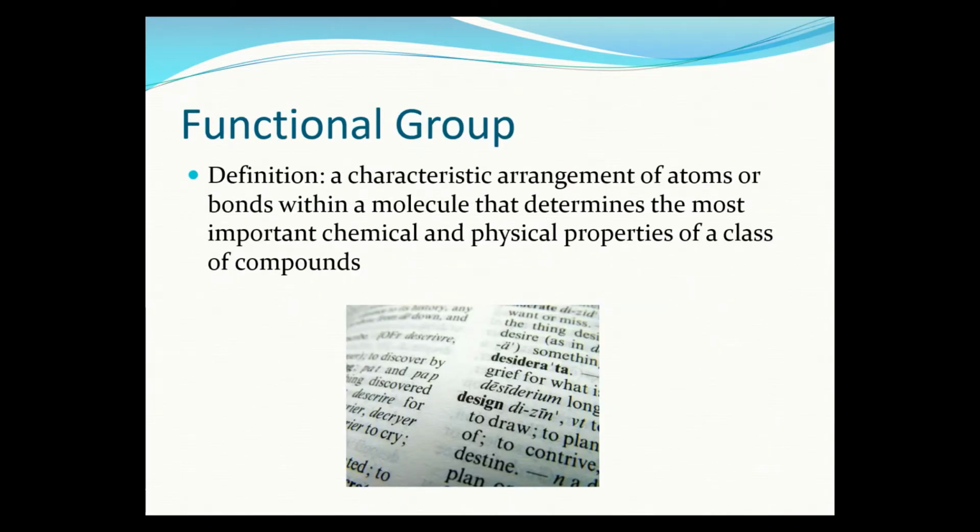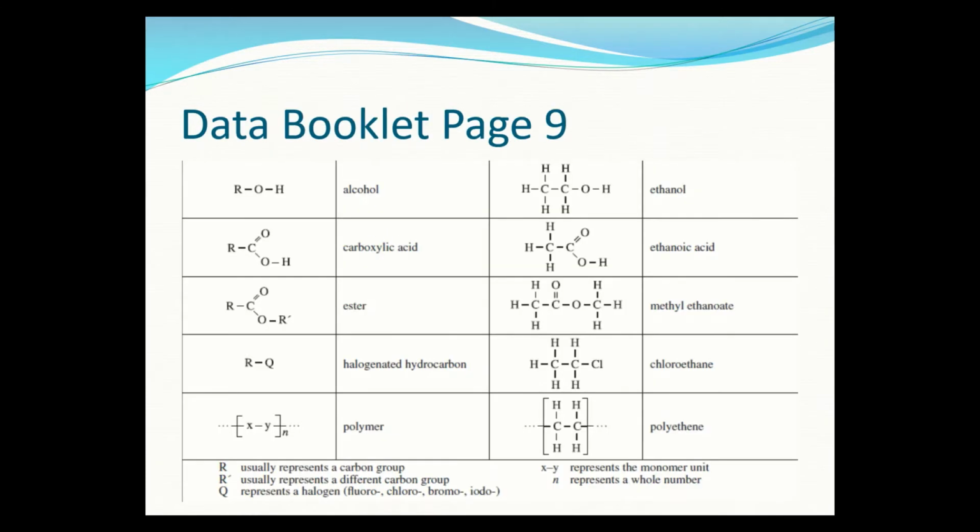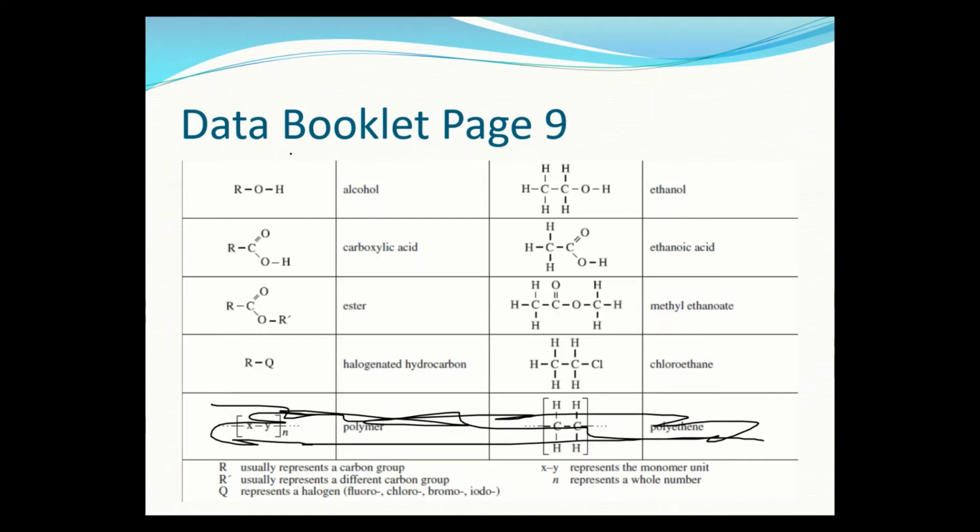Okay, so a functional group is a characteristic arrangement of atoms or bonds within the molecule that determines the most important chemical and physical properties of a class of compounds. So what that means is that these are our functional groups here, not this one. You don't need to know about that. But these are our functional groups. So if I have an OH on the end, that makes it an alcohol, and it'll behave just like other alcohols, right? So if we look at this as an example, this is ethanol.